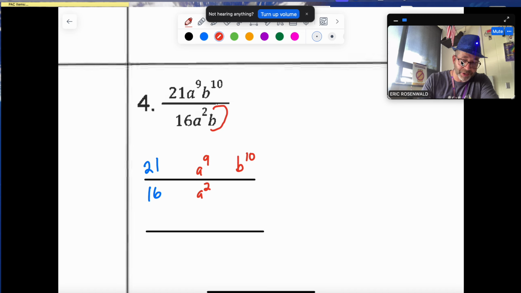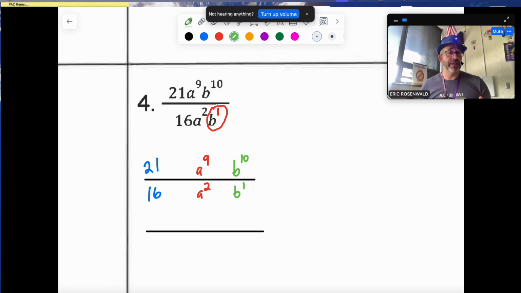And then recall, because I see it there, it exists, there's one of them. So we've got b to the 1st. Sorry, I wanted to change the colors there. Give me one sec. That's b to the 10th and b to the 1st. So let's take our fractions and reduce them if they can be reduced.